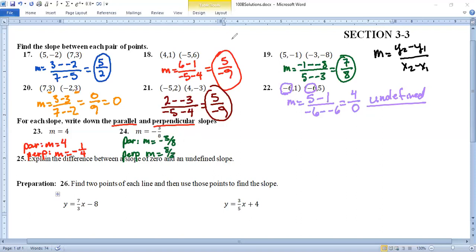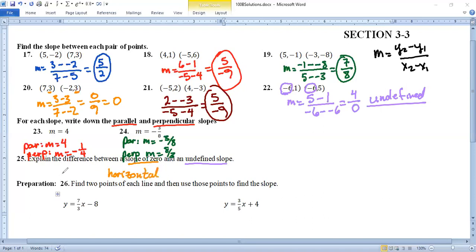All right, number 25. It says explain the difference between a slope of 0, that's like number 20, and an undefined slope, that's like number 22. Well, a slope of 0 is a horizontal line.